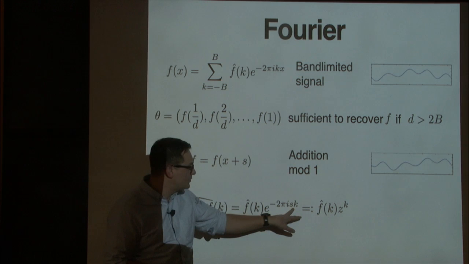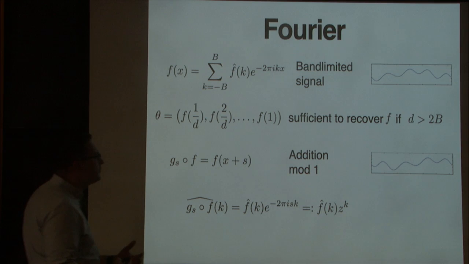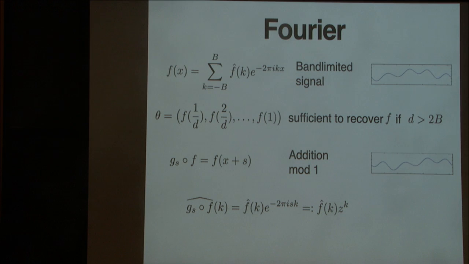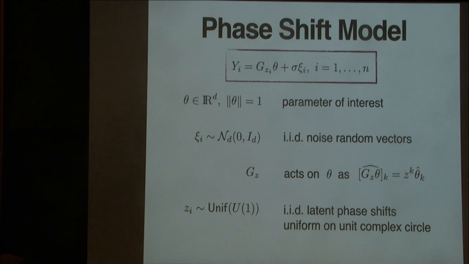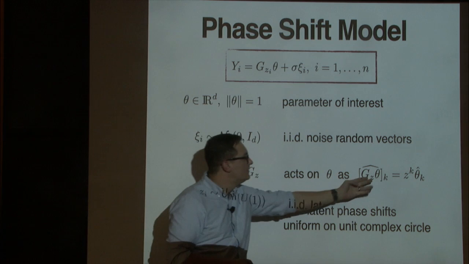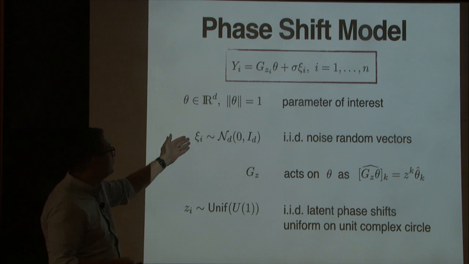It's a little weird in the sense that they're all modulated by the same unit complex number, but the power changes depending on which Fourier coefficient I'm looking at. It's not going to make our life completely easier, but it's a good way to see what the problem is, and a simple way to define the model I'm going to be looking at in Fourier space. We'll call this the phase shift model. It's an instantiation of the multi-reference alignment that I described for specific groups. Here, the group action g_s acts on theta as described by this modulation of the Fourier coefficient. The Gaussian noise is still here.